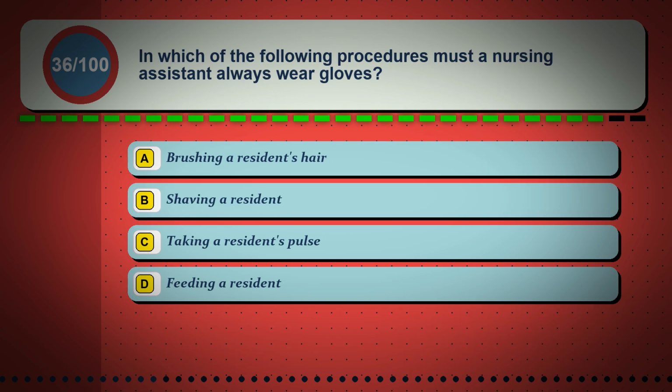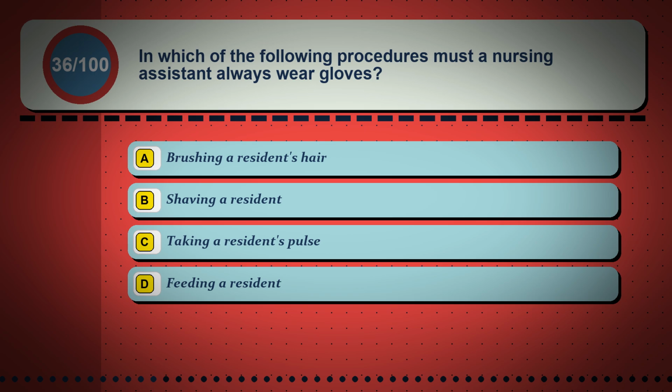Question 36. In which of the following procedures must a nursing assistant always wear gloves? Option A, brushing a resident's hair. Option B, shaving a resident. Option C, taking a resident's pulse. Option D, feeding a resident.